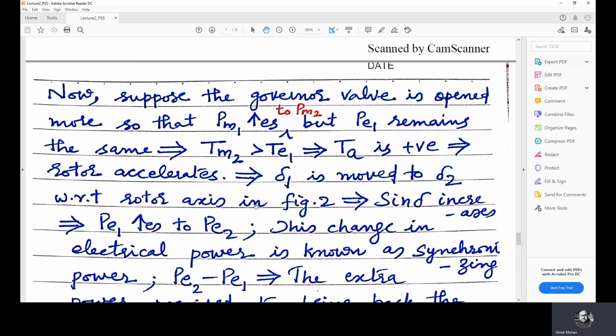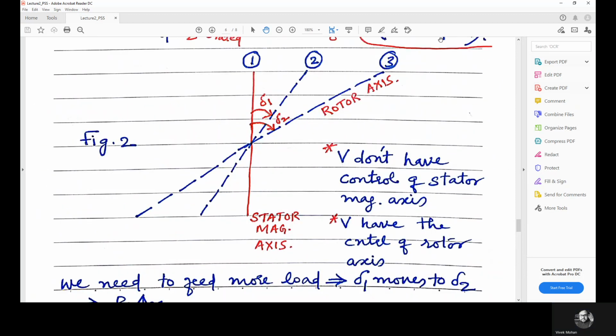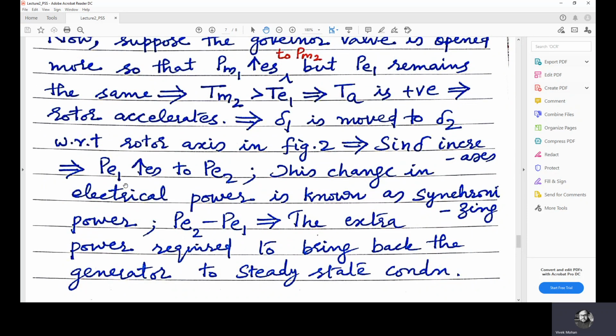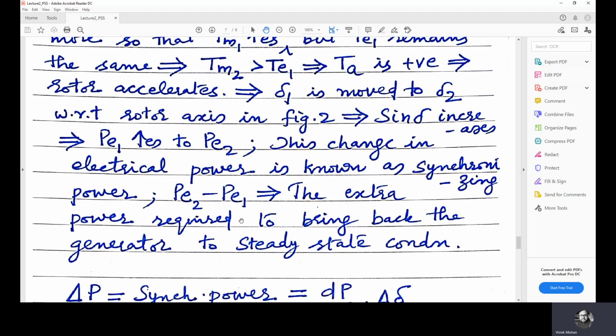With respect to the rotor axis in figure 2, there is a change, right? Or I mean, with respect to the reference stator axis, the rotor axis is moving. Now sine del increases, so PE1 increases to PE2. This change in electrical power is known as the synchronizing power. That means the new electrical power is PE2, the initial electric power output was PE1. So PE2 minus PE1 is the extra power required to bring back the generator to steady state condition.